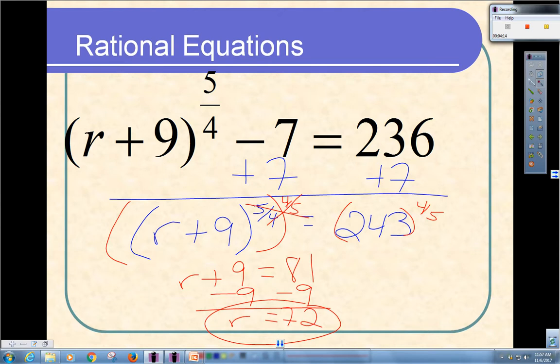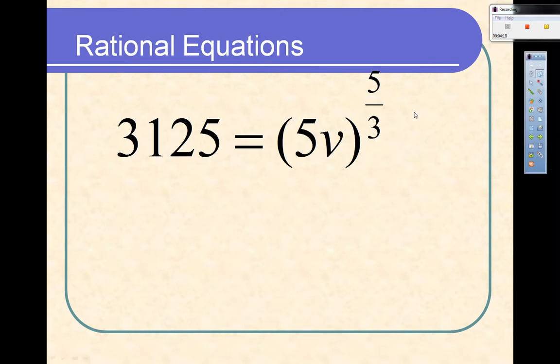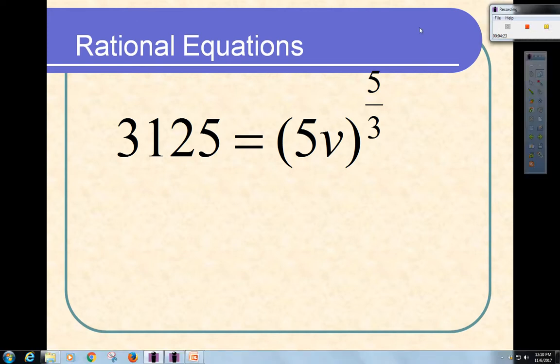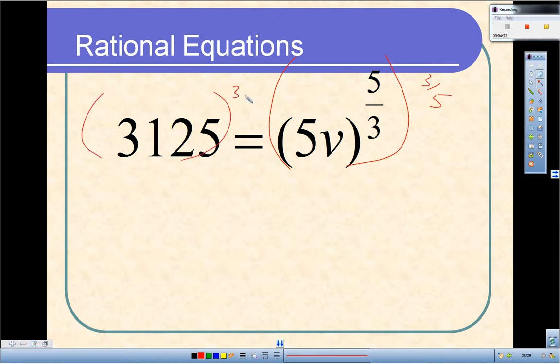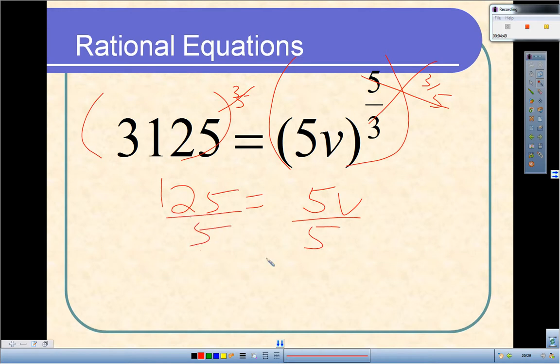Alright, let's take a look at the next one. Notice that you do have parentheses, so the first thing I need to do is get rid of those parentheses. So to do so, I'm going to raise this to its reciprocal power, which would be 3 over 5. The reciprocal and its power cross out. That leaves me 5v, and then 3,125 to the 3 over 5 power is 125. And then to solve this for v, divide by 5, and that gives me my answer of 25.